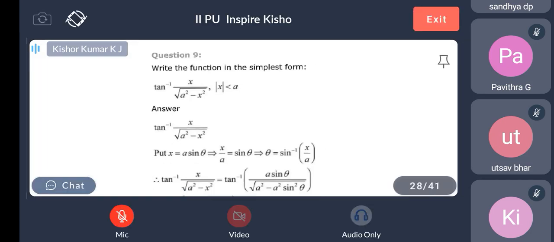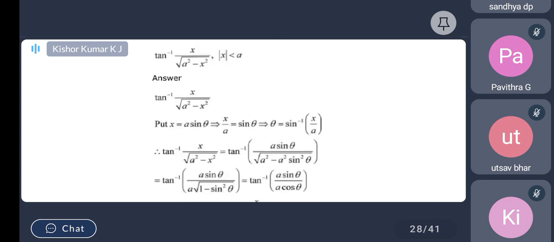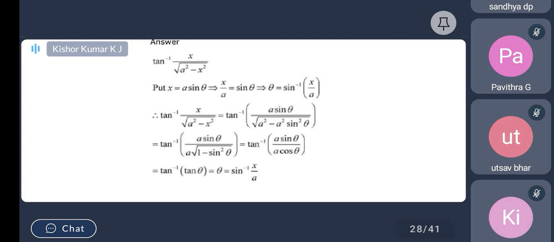tan inverse of x divided by square root of a square minus x square, where modulus of x is less than a. So first I am going to consider the problem as it is. Student, until problem number 8 we don't have any term other than x there. But in this problem we have an extra term, that is a.